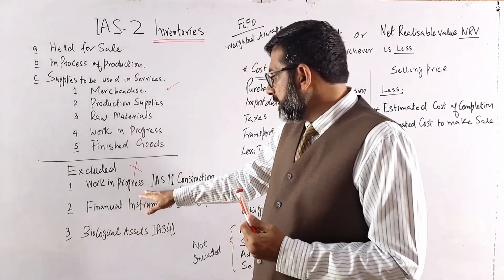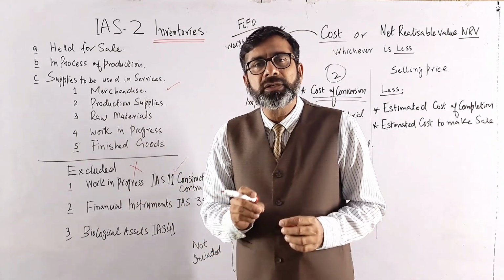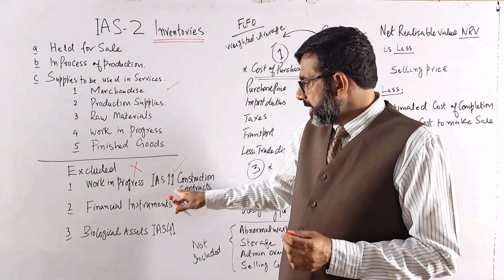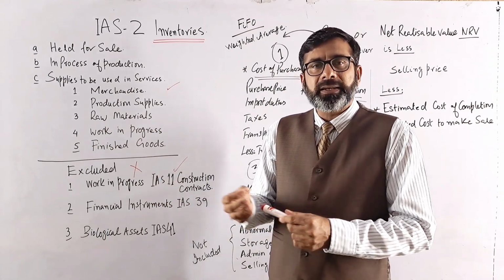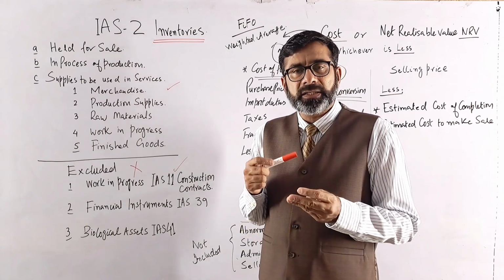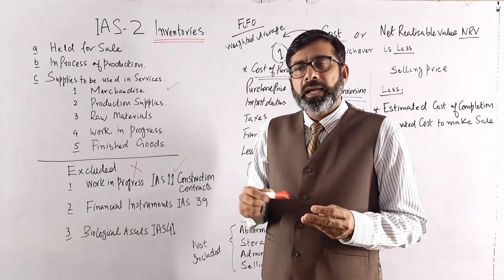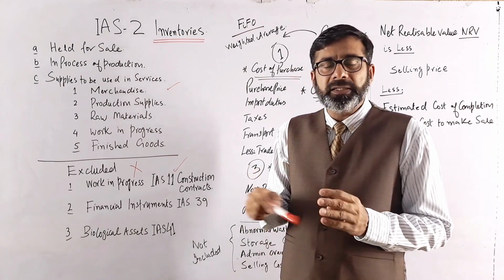The first of all is the work in progress, but for what? For the construction contract. This is IAS number 11. Construction contract means what? That the companies, for example, are getting the contract for what? For construction of the building, it may be for the different types of roads, or it may be for the different types of bridges.